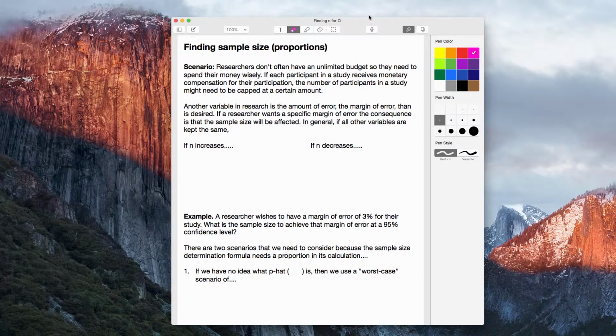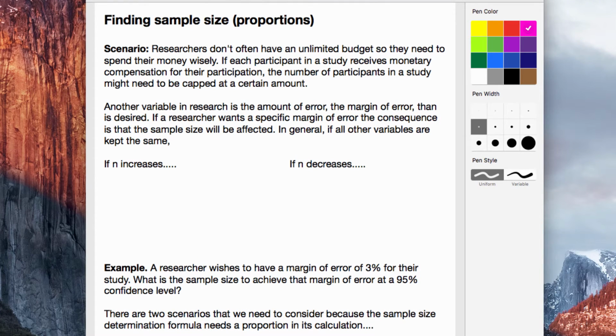In this video, we're going to learn how to compute sample size when we're working with proportions and confidence intervals. Sometimes the scenario that you'll find is that in research, you don't have tons and tons of money to work with, but you have a fixed budget. And if you're paying participants to be in your study, you can't pay an infinite number of participants to be in your study, as great as that might be, because you'd run out of money. So you need to figure out a good number of participants so that you can keep within your budget.